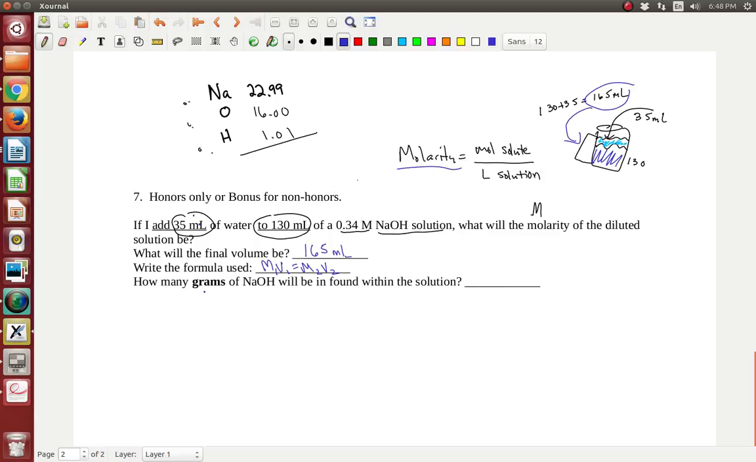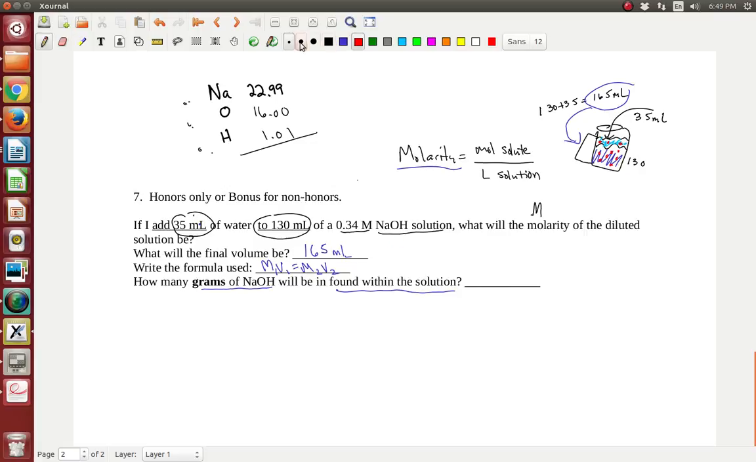Now the final question was going to be how many grams of sodium hydroxide will be found within the solution. So we have a solution with sodium hydroxide in it, and we're going to add additional water and dilute it so those sodium hydroxide particles can spread out evenly. I want to know how many grams of sodium hydroxide will be found within that solution. But we're going to go ahead and calculate first what the molarity of the final solution will be.